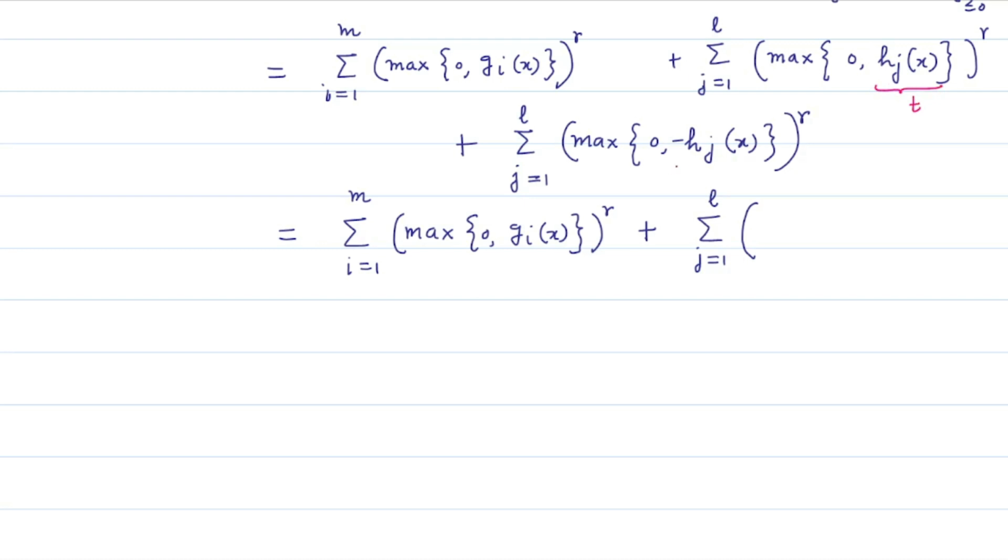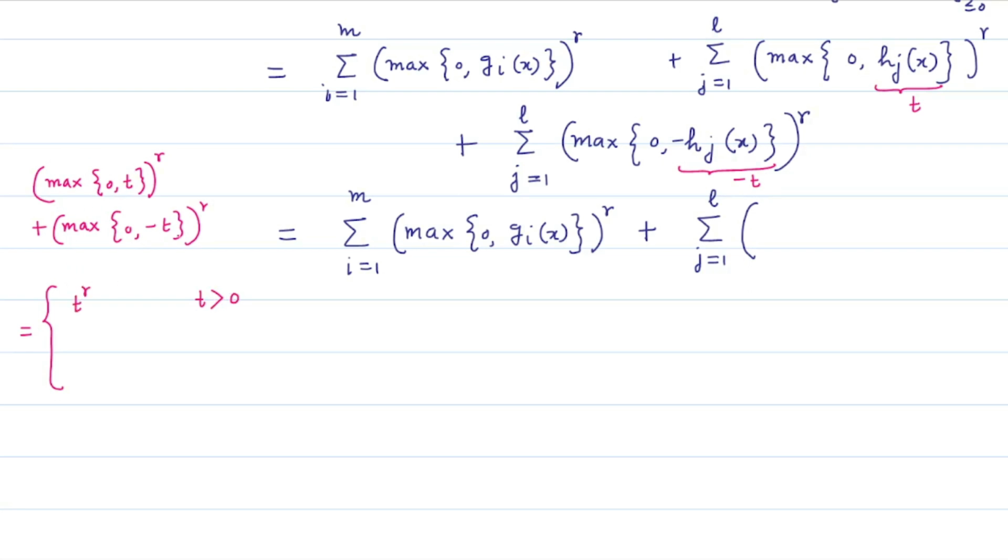Now if I make a bit of side calculation, consider hjx equal to, let's suppose, t, and accordingly you will have minus t here, right? Now we notice that the maximum of 0 and t to the power r plus the maximum of 0 and minus t to the power r is equal to, when t is greater than 0, t to the power r in the first term, and in the second term it is equal to 0. Therefore these two summations for t greater than 0 give t to the power r, and when t is less than or equal to 0, it is minus t to the power r. And therefore, in a compact manner, it is simply modulus t to the power r, right?